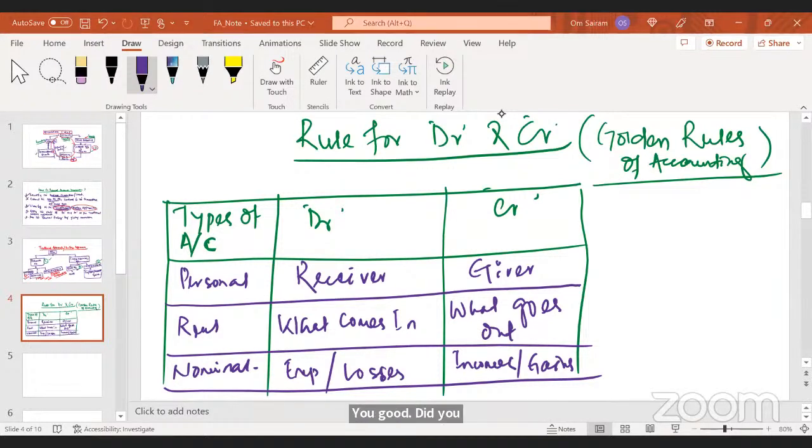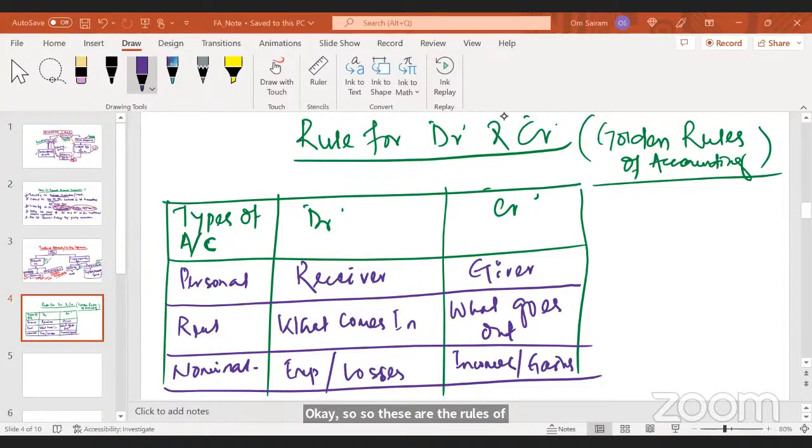Did you understand about the rule? Credit means what goes out. According to real account, credit means what goes out. Okay. Please remember these rules for debit and credit in order to pass the journal entry. Then only will you be able to pass the journal entry. So these are the rules of debit as well as credit.